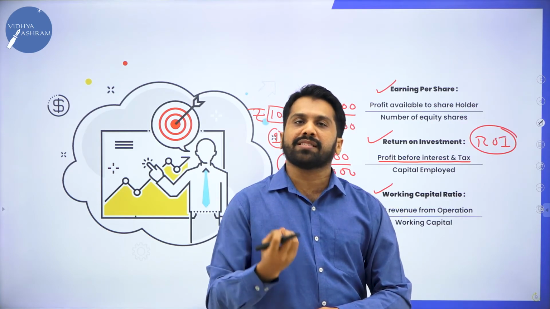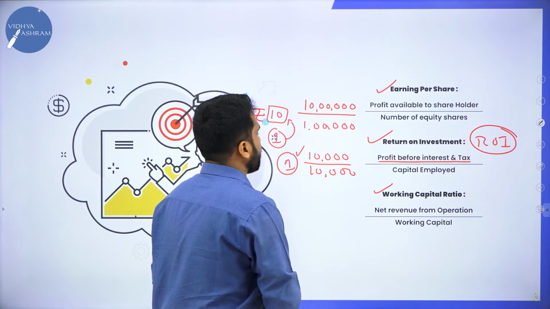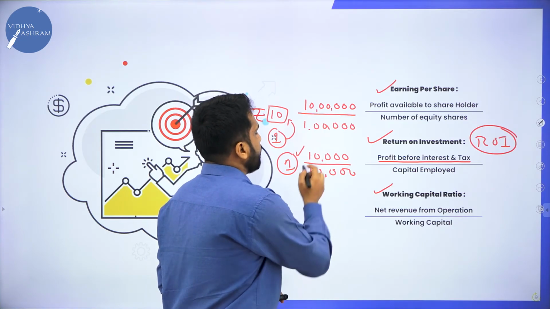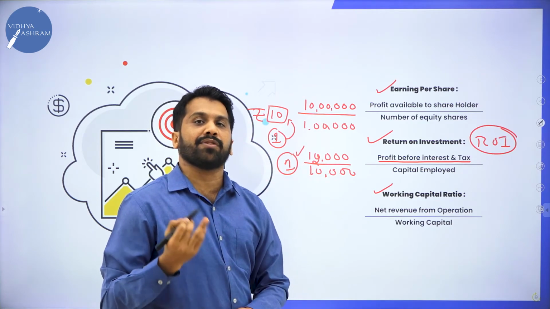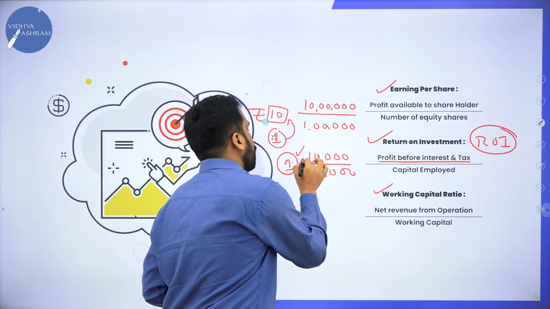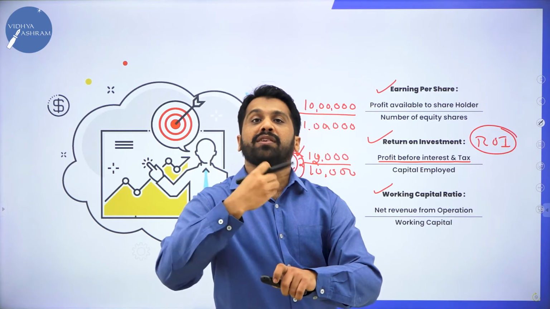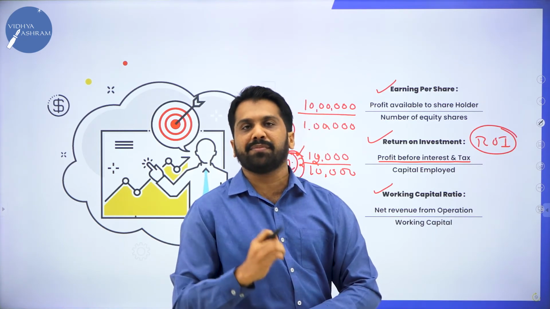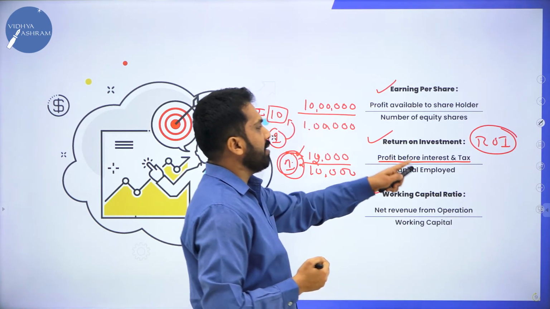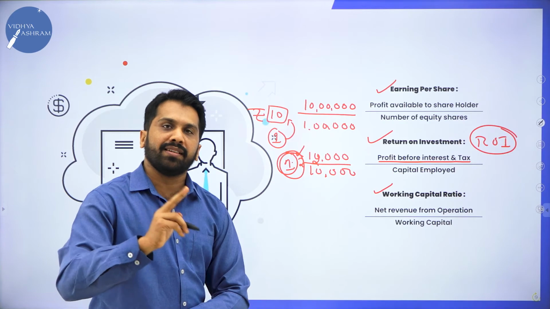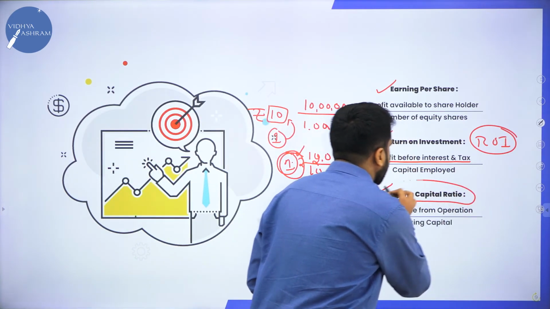Return on investment: if you invest something, you will get a return. I'll give you an example for better understanding. Instead of 10,000, we'll make it 12,000. 12,000 divided by 10,000, what is your answer? 1.2. If you spend 1 rupee, what will be your return? 1 rupee 20 paise, meaning you are getting 20 paise more. That is your return on investment. Clear?